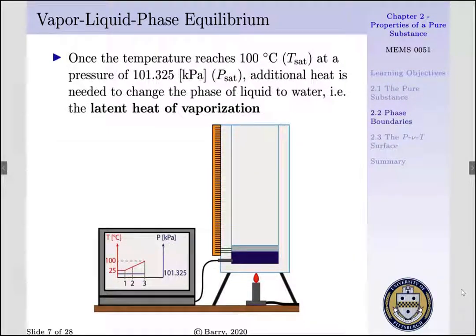Now, once the temperature reaches 100 degrees centigrade, and we're going to call this our saturation temperature, at a pressure of 101.325 kPa, which we're going to call our saturation pressure, additional heat is needed to change the phase of our liquid water into our vapor. And that amount of heat is known as the latent heat of vaporization.